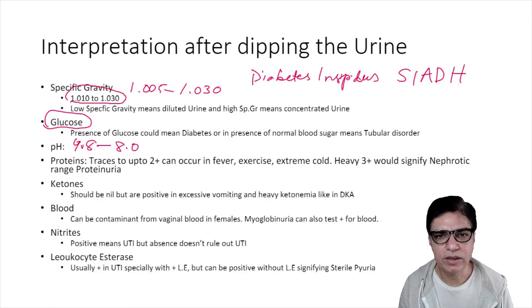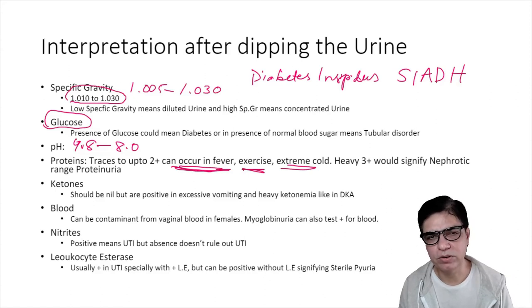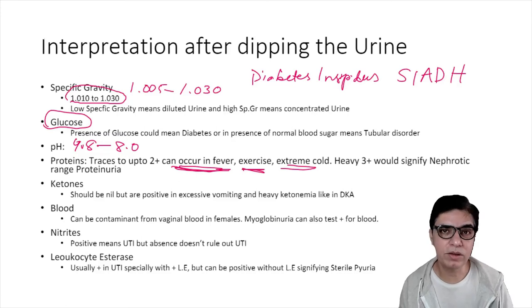sometimes because of exercise, if the child is doing heavy strenuous exercise, or if he's exposed to extreme cold or has a high fever like 39-40, then, because there is vasodilatation in these conditions, a little bit of protein can filter out from the glomeruli into the renal tubules, and then it can test positive on the urine dip. However, if it is heavy proteinuria, if it is 3+, then you have to check, because that would be nephrotic range proteinuria.